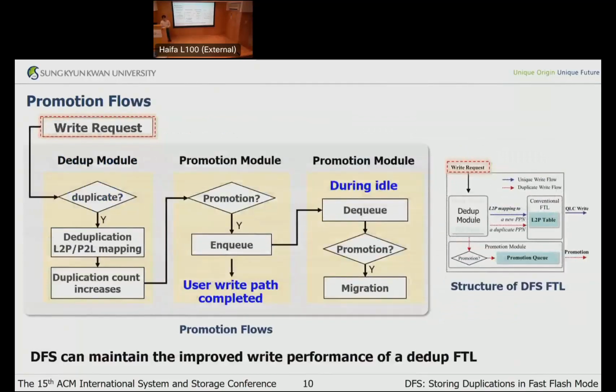Now, when a write request arrives, after performing inline deduplication, the promotion module checks the duplication count of the corresponding physical page and puts the physical page into the promotion queue to promote it. Once the physical page number is inserted in the queue, the actual promotion of the page will be handled during idle time, not to interfere with the host issued I/O operation. The inline deduplication mechanism here is basically the same as the ones published before.